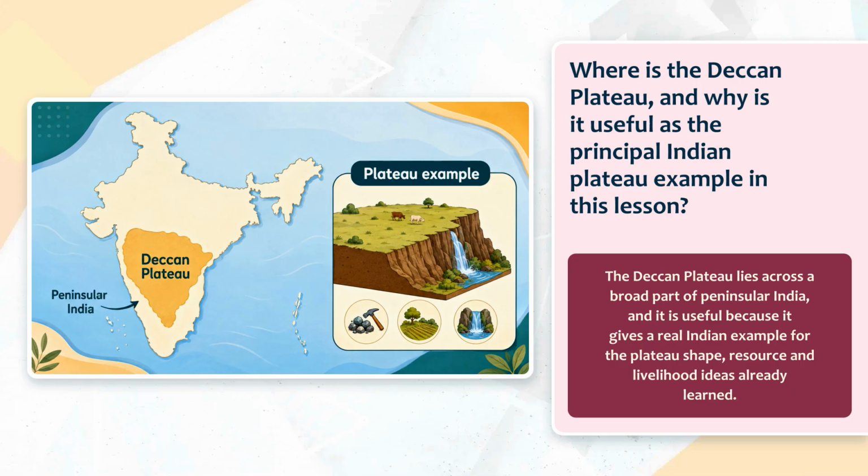Where is the Deccan Plateau, and why is it useful as the principal Indian plateau example in this lesson? Combine the map clue with the landform clue. The Deccan Plateau lies across a broad part of peninsular India, and it is useful because it gives a real Indian example for the plateau shape, resource, and livelihood ideas already learned. The map locates it, while the inset recalls the concepts. Next, we will classify a new landscape using plateau shape, resources, livelihoods, waterfall, and map evidence together.